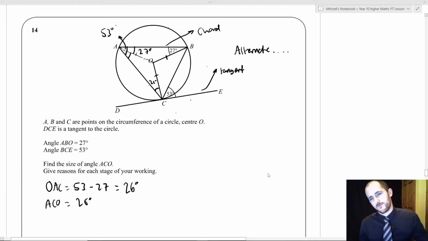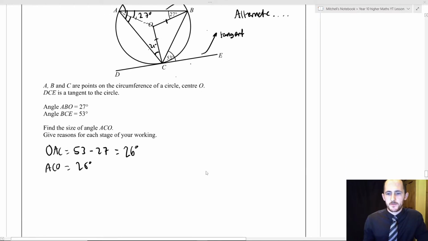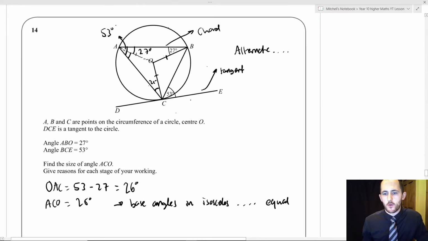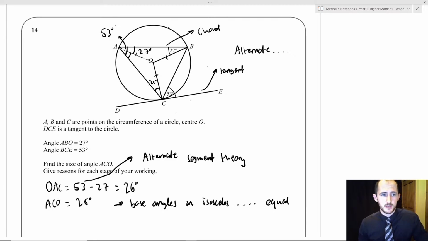But honestly, there's a lot of steps there. So for this last bit, the reason would be base angles in isosceles triangles are equal. And for the other one before, where we said 53 degrees, we should say that that's the alternate segment theorem. The rest of it, we don't actually need to write reasons for, okay? We all okay with that? Any questions?